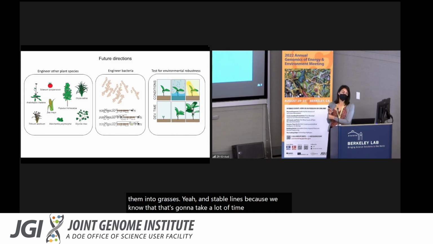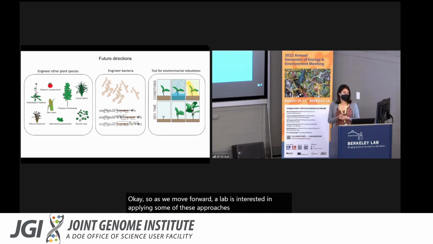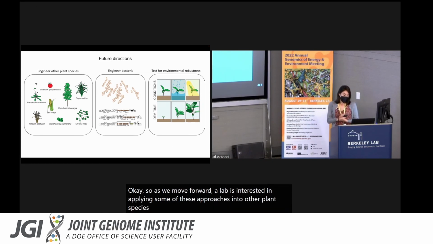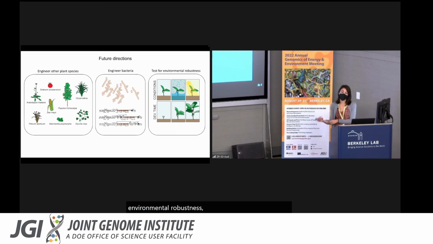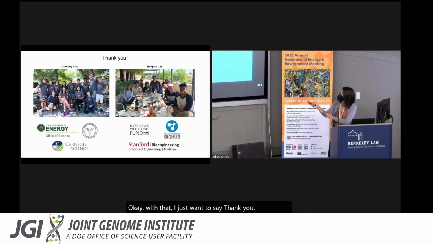Okay, so as we move forward, the lab is interested in applying some of these approaches into other plant species, and also in engineering bacteria, and then testing the engineered plants and bacteria that we've made for environmental robustness and their effect over developmental time.